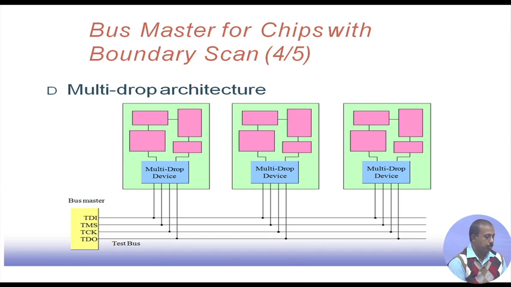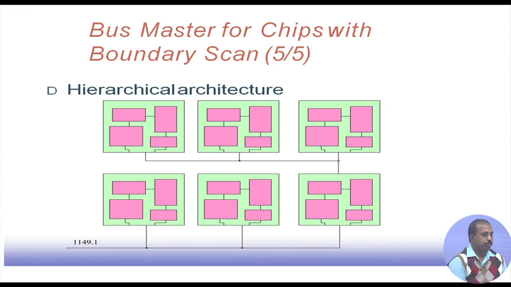This can also be used in many cases. Another possibility is a hierarchical organization. So, hierarchical organization, this is 1149.1. All those lines, TDI, TDO, TMS and TCK, are coming here. They are connected in a multi-drop fashion, and this is the first level of hierarchy, whereas the TDO from this chip may be going to the next one, and that is forming the next level of hierarchy.